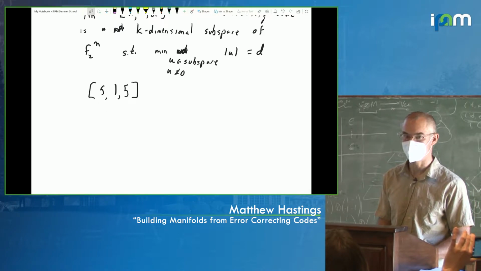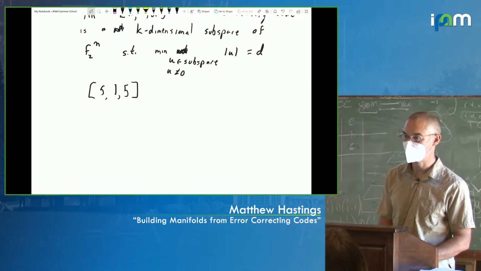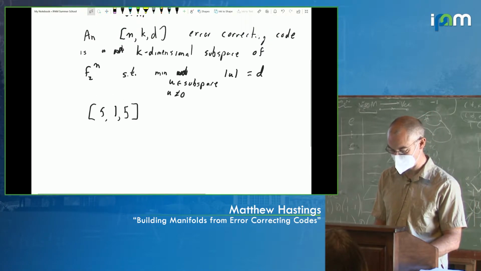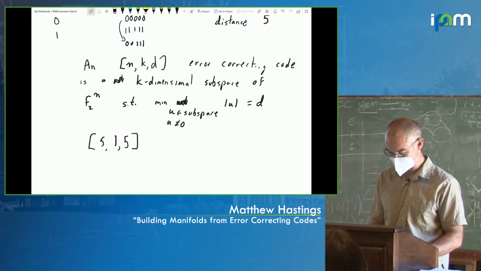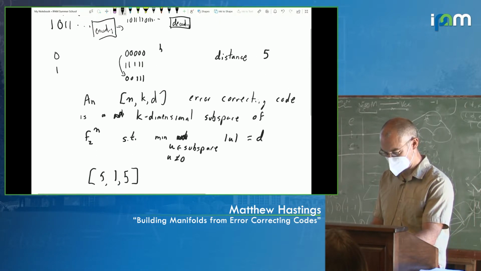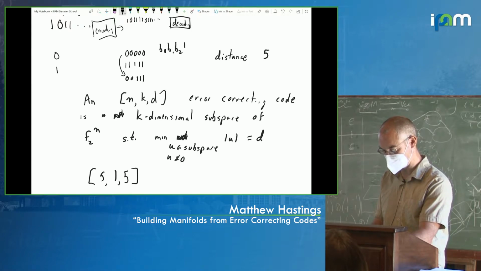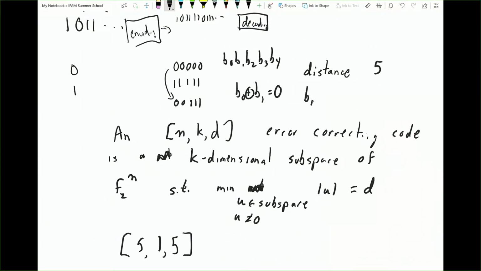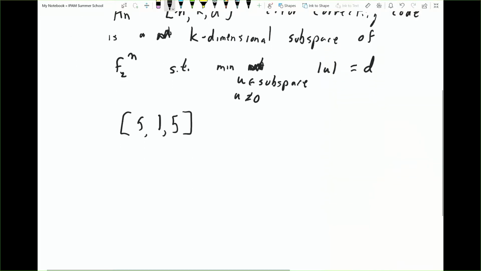A convenient way to define this subspace is to impose constraints on it. For example, in this repetition code up here, if we call these 5 bits B0, B1, B2, B3, B4, then you have the constraint that B0 XOR B1 is 0, B1 XOR B2 is 0, and so on. You have 4 constraints on it. So you've defined this one-dimensional subspace by imposing 4 linear constraints.